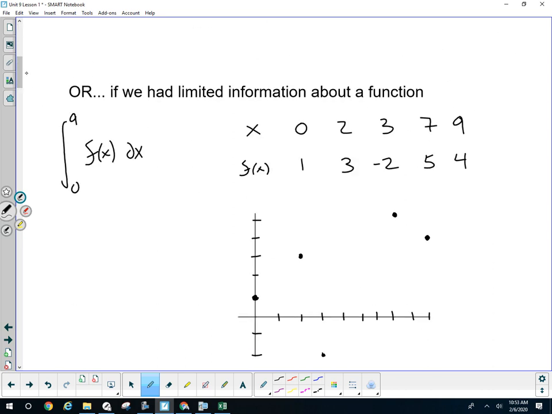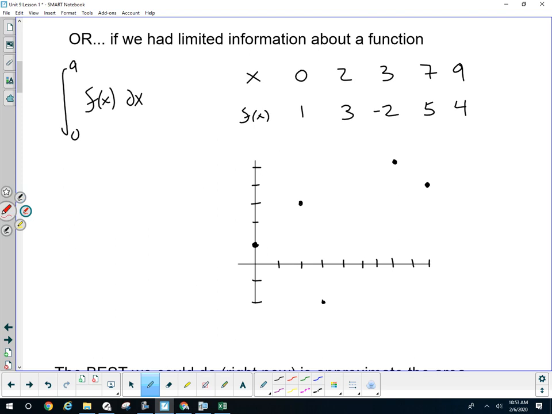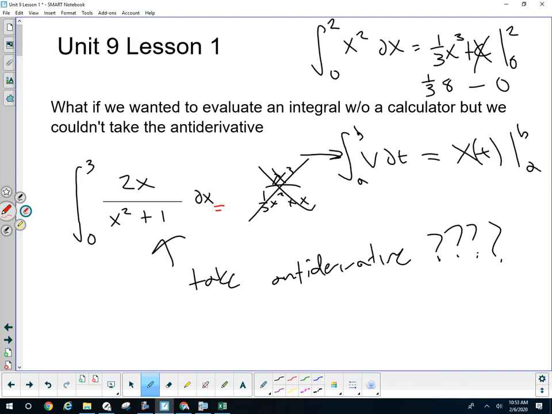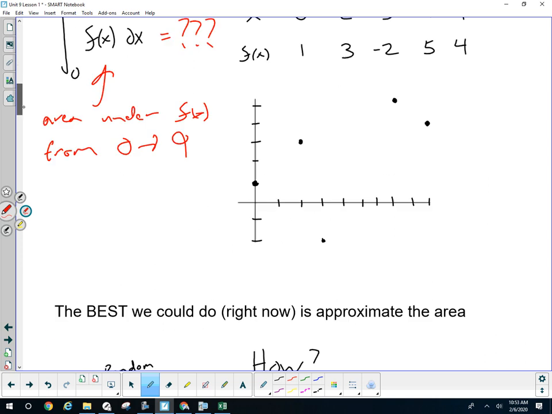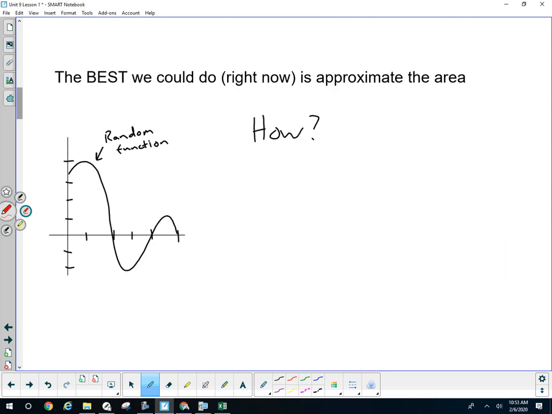Here's a situation. I want to know the exact area under F from 0 to 9. But all I have is a bunch of points on F: at 0, at 2, at 3, at 7, and 9. So, will I be able to find the exact area? No. Will I be able to find the exact area for this right now? No. That's what you can do, and what we're going to talk about all class today is approximate the area.